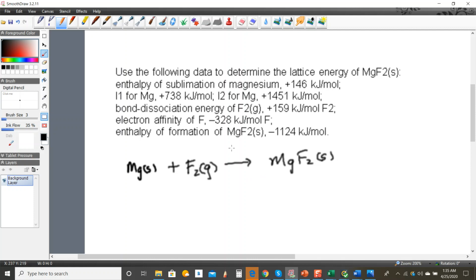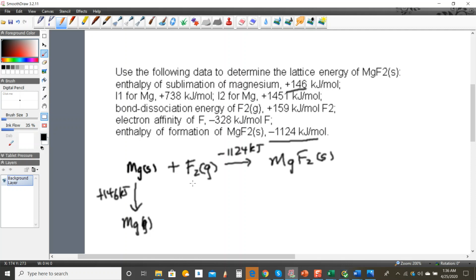And for this, we need the enthalpy of formation, which according to the information provided is equal to minus 1124 kilojoules. Okay, so magnesium, let's start off with that first. The first step would be the conversion of magnesium from magnesium solid to magnesium gas. The energy required for that would be the enthalpy of sublimation, which according to the information here is plus 146 kilojoules.